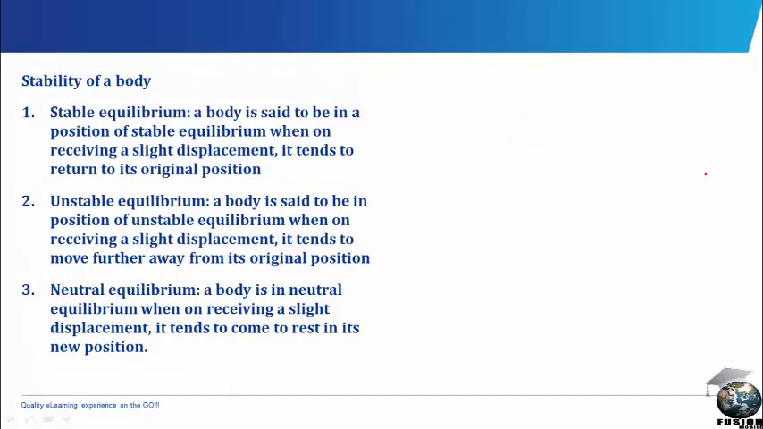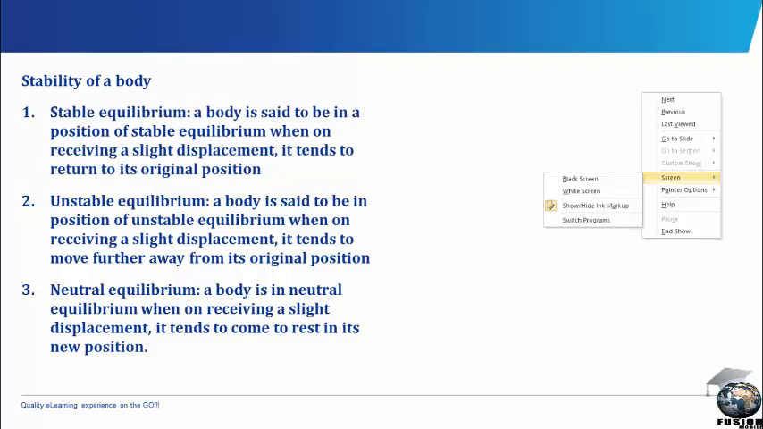Stability of a body. A body is said to be in stable equilibrium when, after receiving a slight displacement, it tends to return to its original position. What do we mean by that? On the slide, when you have a funnel, for example, and you place the funnel down with the conic part down, the part with the higher base, you will notice that when you push the funnel, it will tend to go back to its point.